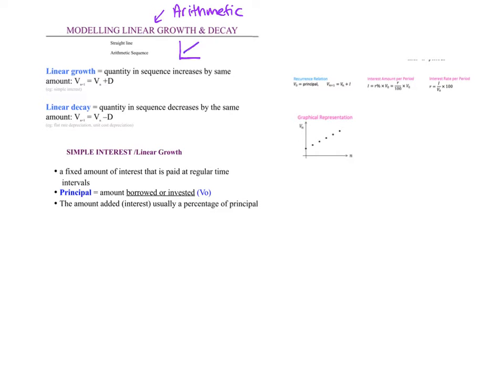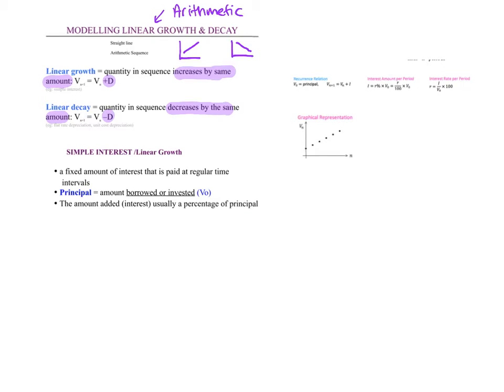So we either have a graph that's going up with growth, or you'll have a line that's going down. Okay, so in linear growth, you'll see that the sequence increases by the same amount. That same amount is this D there. They call it the common difference. And it could increase or decrease by the same amount, which is that D there.